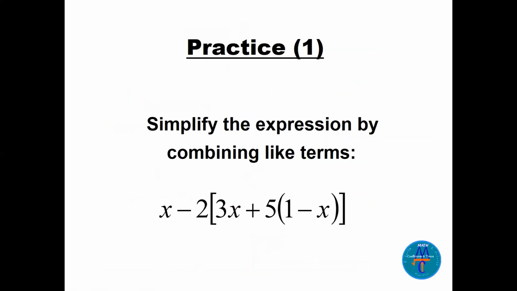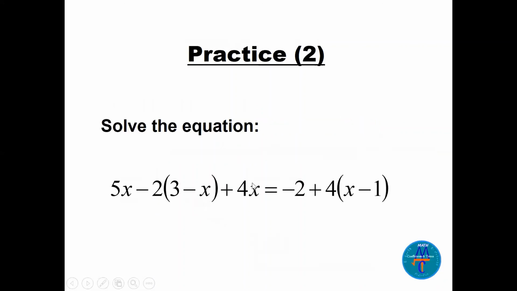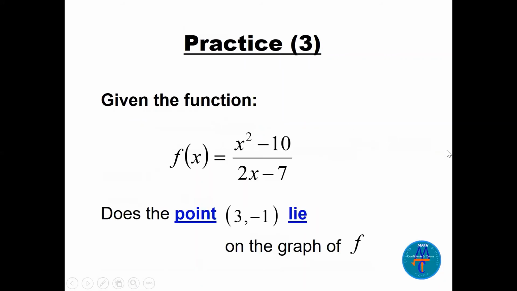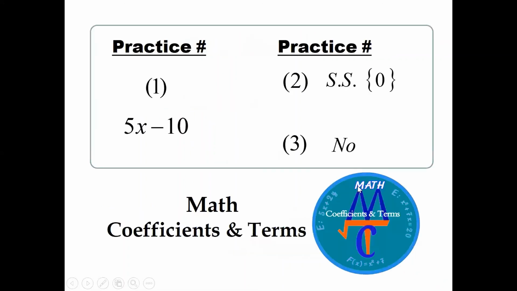Now I leave for you 3 practice questions. Practice number 1, just simplify. You see the expression similar to the number 1 we did. And then practice number 2, solve this long equation. It's not that difficult. And then I gave you another function, nice function here. See, sometimes we have a rational in the function, so that's not an easy function, and I give you a point, 3 comma minus 1. I ask, does this point lie on the graph? Yes or no? You have to check. Now you can find the answers only here for practice number 1, practice number 2, practice number 3.